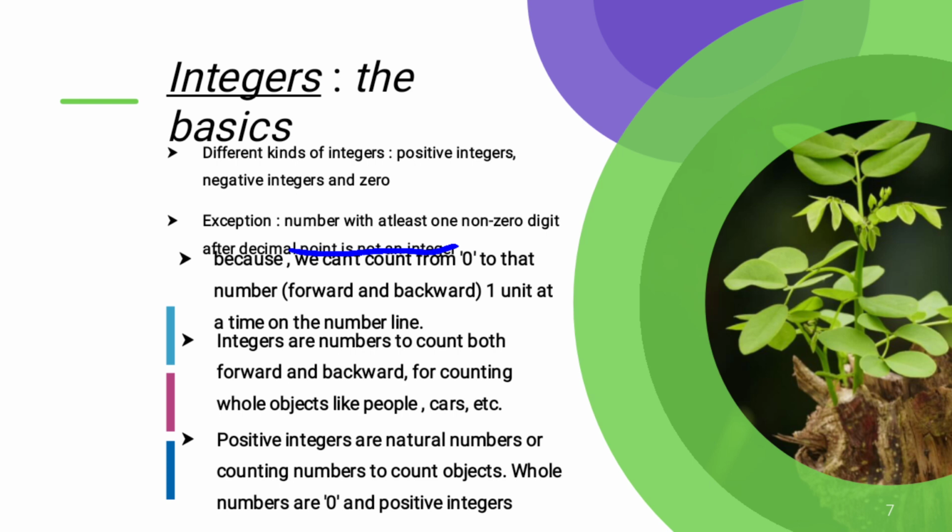Integers are numbers to count both forward and backward, for counting whole objects like people, cars, etc. That is, integers on the number line are to count forward and backward. Positive integers or natural numbers are counting numbers to count objects. The positive integers are nothing but the natural numbers 1, 2, 3, 4 up to infinity. They are called counting numbers as they are used to count. Whole numbers are 0 and positive integers. When we include 0 with the natural numbers, it becomes the whole numbers.